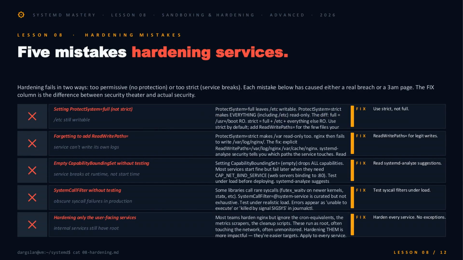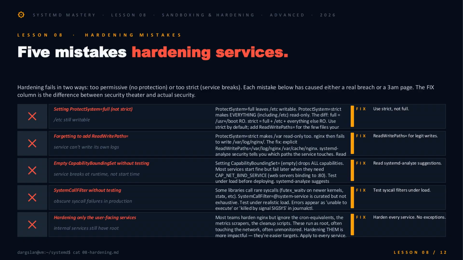Now, the failure modes, because hardening goes wrong in 2 directions. Too loose and you've built a theater set, too tight and you're paged at 3 in the morning. The classics: ProtectSystem=full when you meant strict, forgetting ReadWritePaths so Nginx can't write its own logs, emptying CapabilityBoundingSet and discovering at runtime you needed CAP_NET_BIND_SERVICE, a SystemCallFilter that trips on a rare syscall under load, and the one everyone does, hardening the user-facing service while the cron job and the metrics scraper still run as root. Trust systemd-analyze, test under real load, and harden every service.